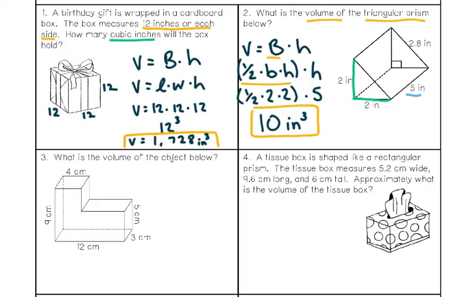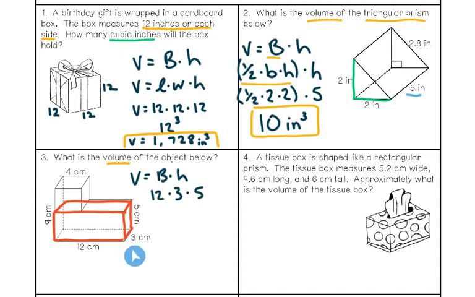For number 3, you're asked to find the volume of this compound figure. It's a compound figure because it's two rectangular prisms that are attached. So the first thing I'm going to do is detach them. I'm going to decompose this 3D figure into two rectangular prisms. So the first thing I see is this red rectangular prism on the bottom. It's a rectangular prism, so I'm going to do volume equals area of the base times the height. And since the base is a rectangle, I'm just going to do 12 times 3 times the height 5, and then simplify to get a volume of 180 cubic centimeters for the box on the bottom.